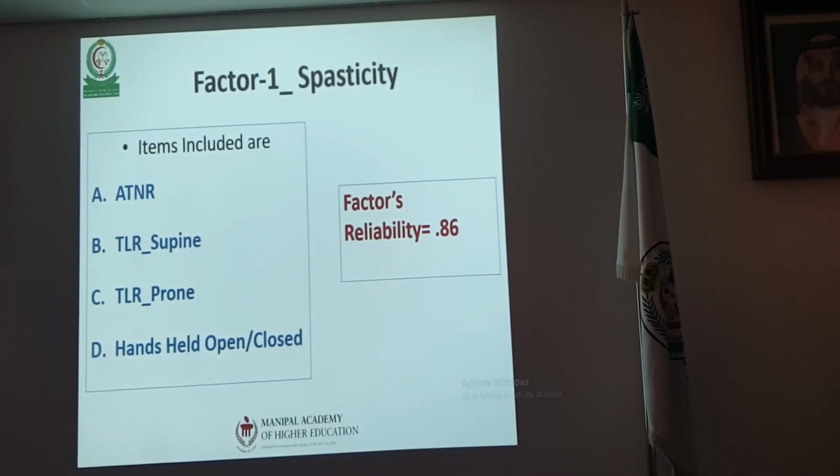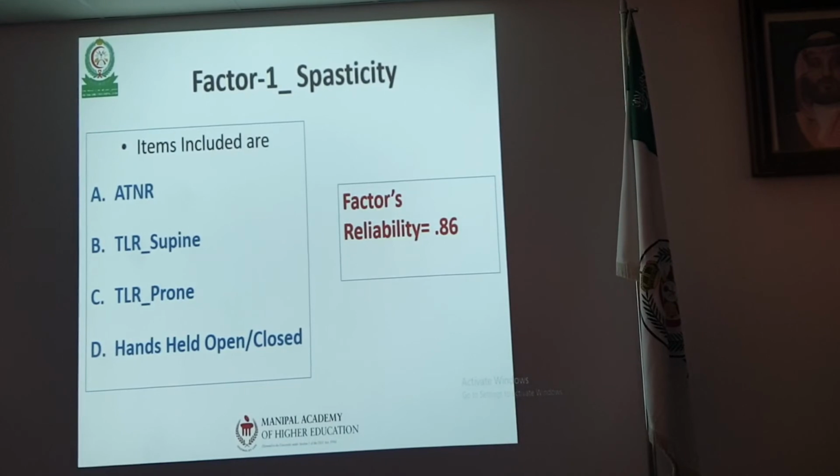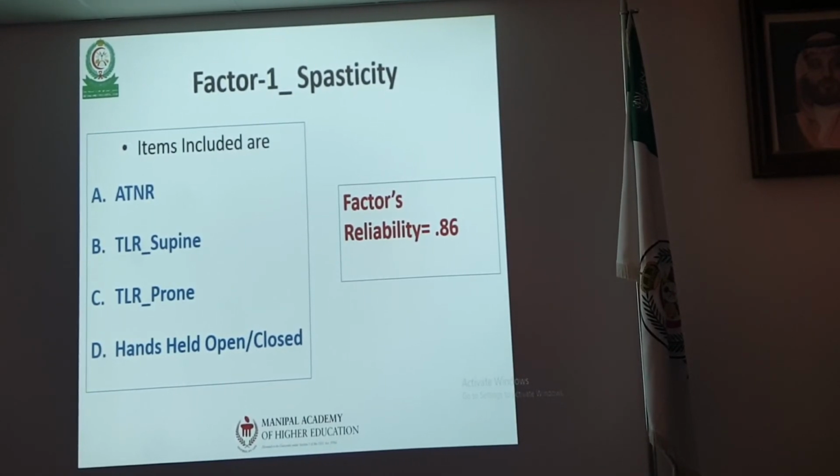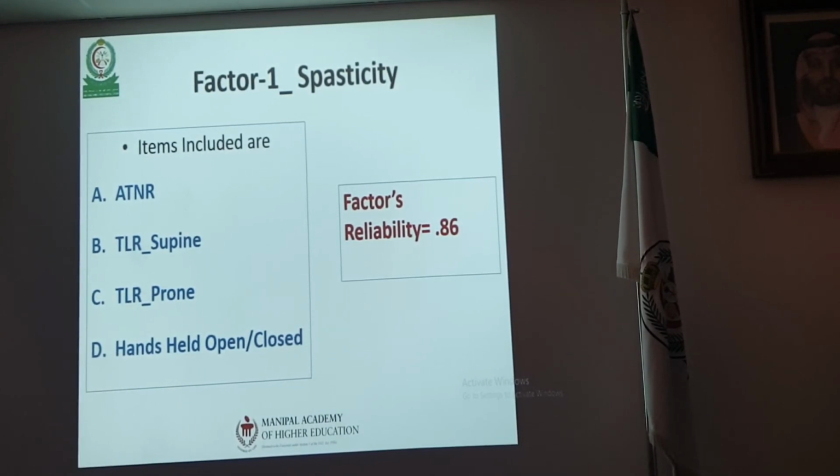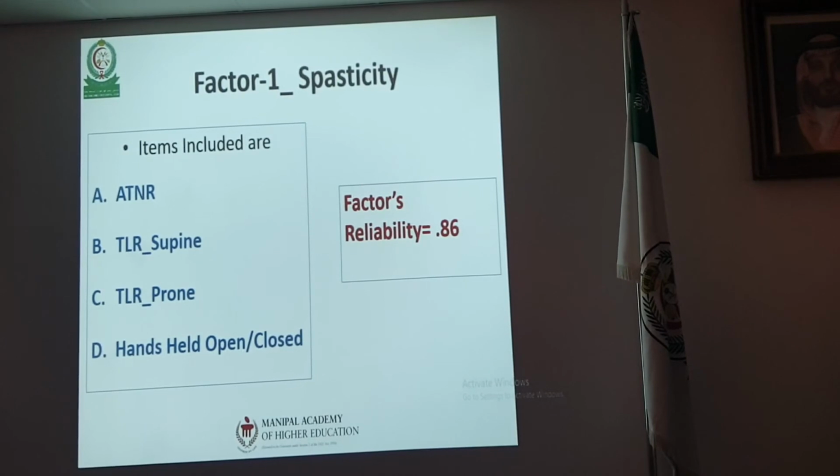So I read that. You will see the hands open and closed. That is factor number 1. Item number 1. Then you have TLR supine and prone, item number 8 and 9, and then you have item number 14, that is TLR prone. So these four items make factor 1. Is that clear to all of you?